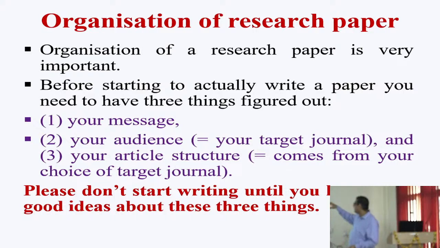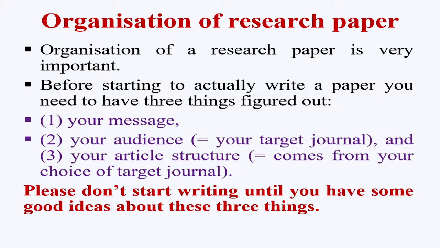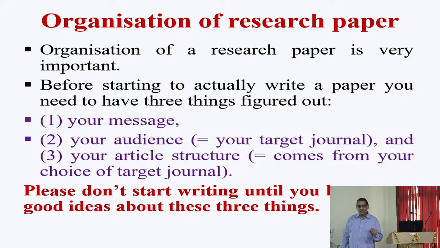Before you actually write a paper, you need three things to figure out your message: what message you want to communicate, your audience, what your target journal is, and your article structure. It comes from the target journal because there are strict guidelines for the journal. This is the structure. When you target the journal properly, you cannot do structural biology and publish in a journal which is doing research related to microbiology. You have to see the journals which are taking up structural biology insights.